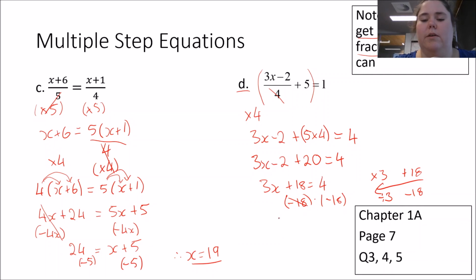which gets us 3x equals negative 14. Cool, and then we're going to divide by 3. Gets rid of him, which leaves us with an ugly fraction of negative 14 on 3. Ugly fractions do exist, you have to deal with them. Okay, more questions like that on page 7, chapter 1a, 3, 4 and 5.